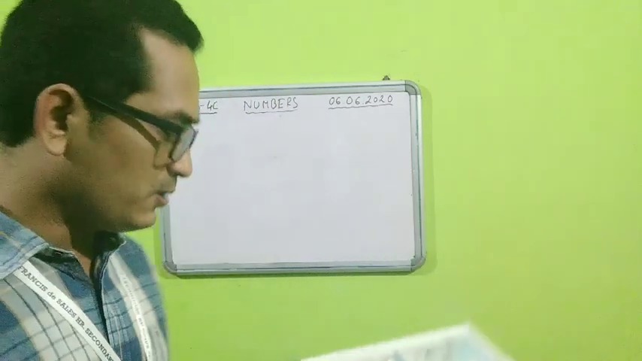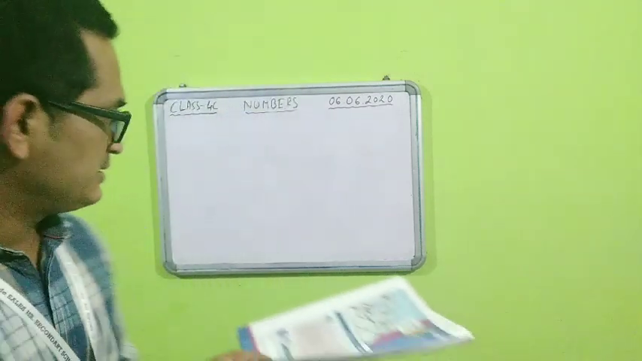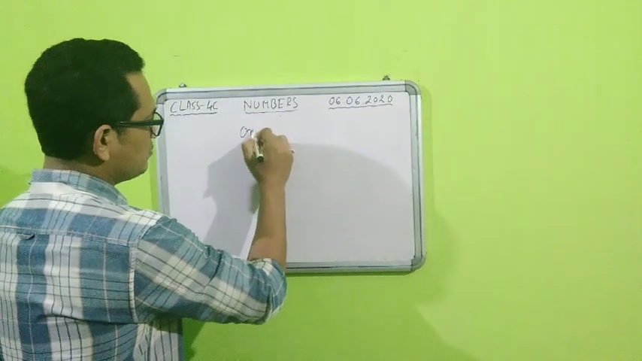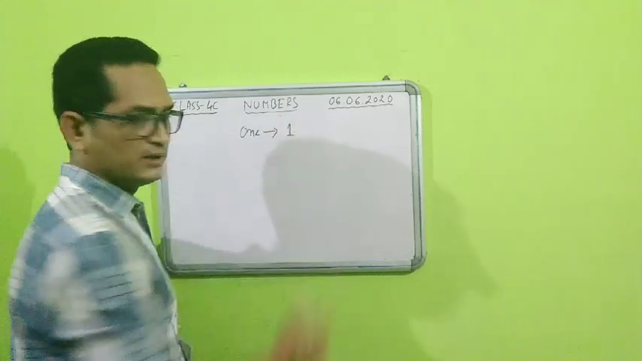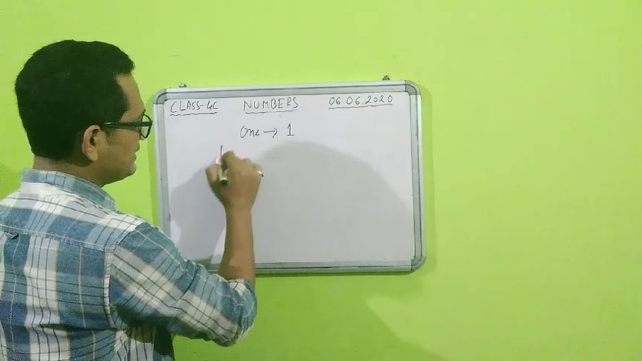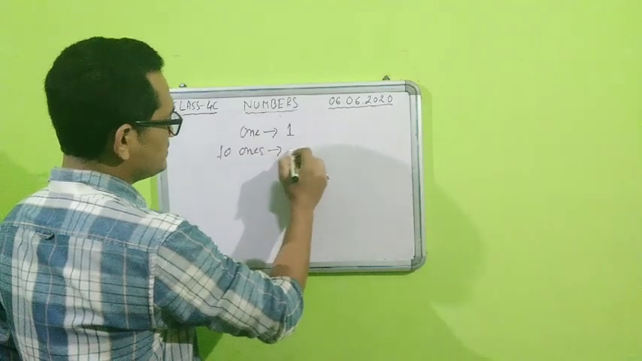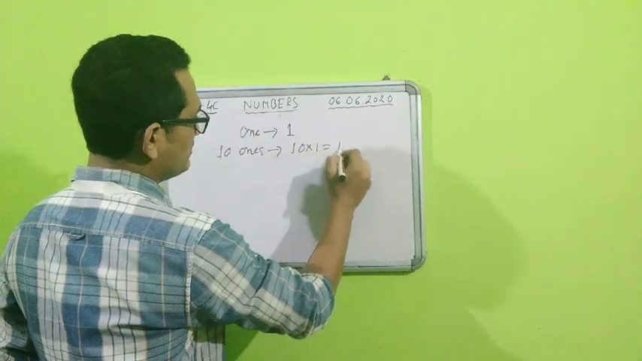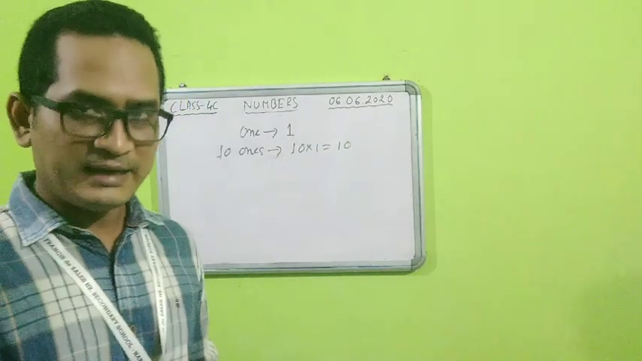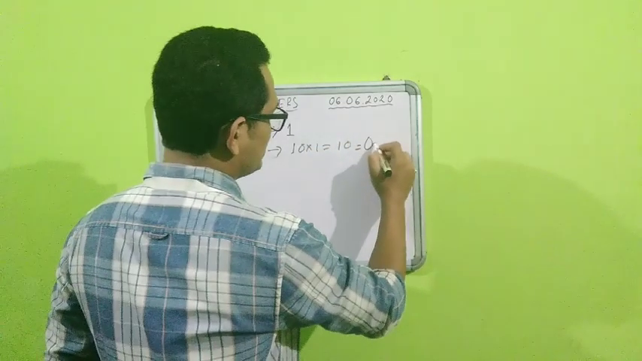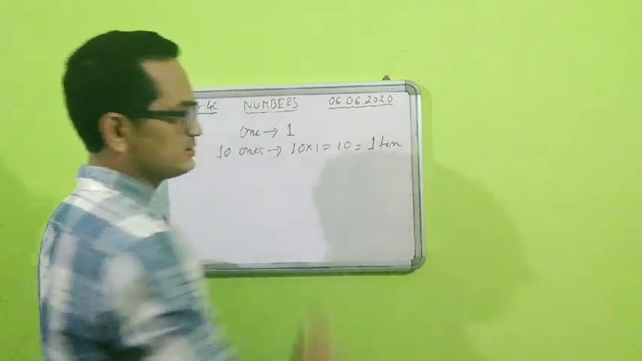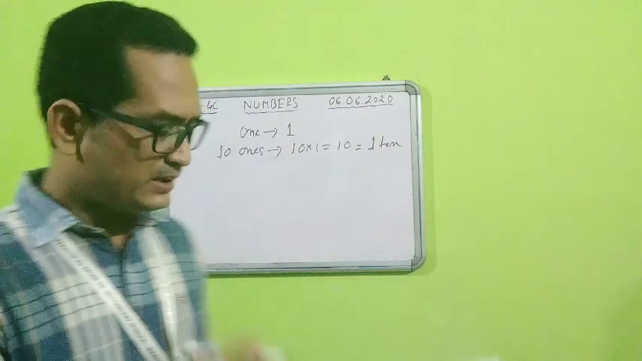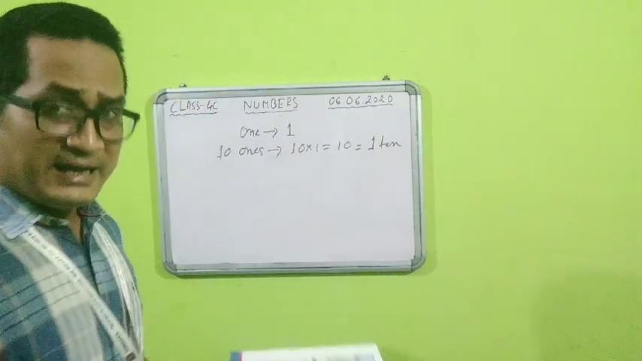There is a part I recall, that is, we know that 10 ones make a 10. Now 10 ones means, students, if I say 1, 1 means what? It will be 1 only. 10 ones means 10 into 1, so that will make 10. And this 10 is actually, because how many tens are here? Only 1. So that is 1 ten, or you can say a 10 also.